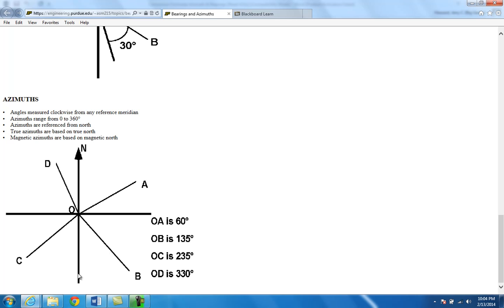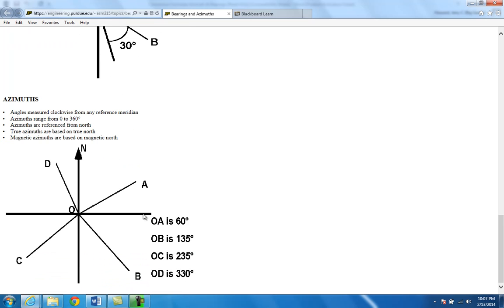Now this line at due south here is a 180 degree azimuth. And you keep on rotating around to C, which is 235 degrees. You rotate on that. Due west here is 270 degrees. Keep on rotating from O to D is 330 degrees. So that's the difference between an azimuth and a bearing.